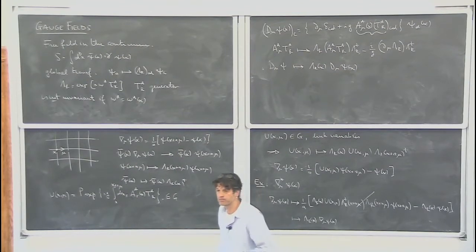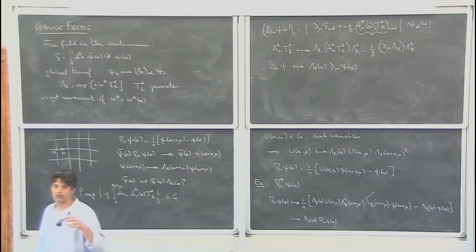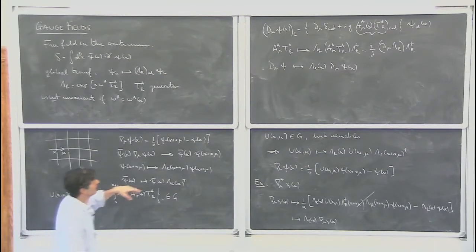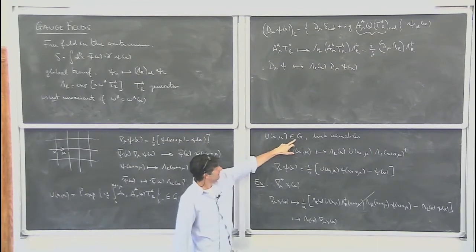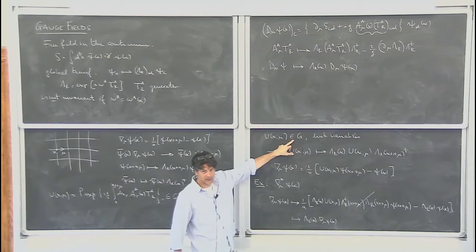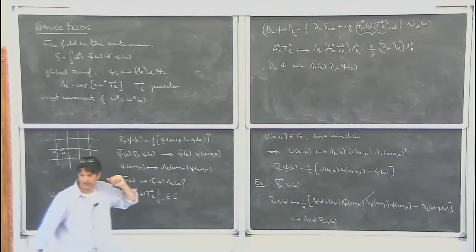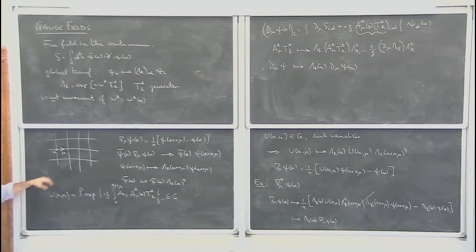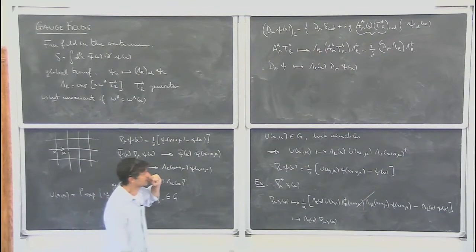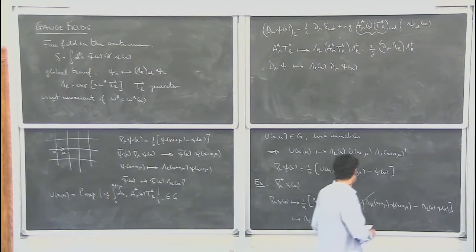Okay? So these are our basic variables. Okay? If we want to put gauge fields on the lattice, we're going to define an element of the gauge group, not of the algebra, of the gauge group, for every link in our lattice. Okay? And the physical interpretation is that these are the parallel transporters from one side to the other in color space.